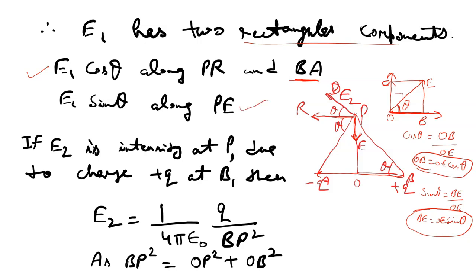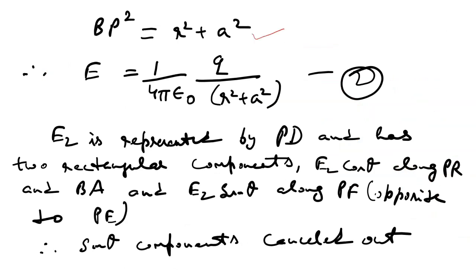Now if E2 is the intensity at P due to charge plus q at B, then E2 equals 1 by 4 pi epsilon naught q upon BP square. As BP square equals OP square plus OB square, BP square equals r square plus a square, and E2 equals 1 by 4 pi epsilon naught q upon r square plus a square, equation number 2.